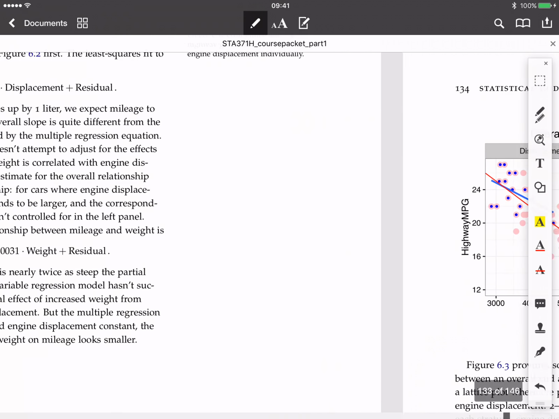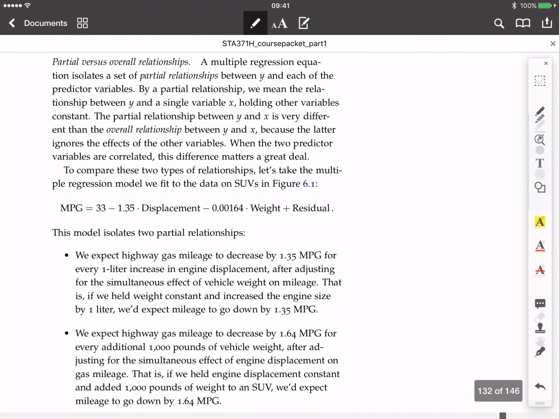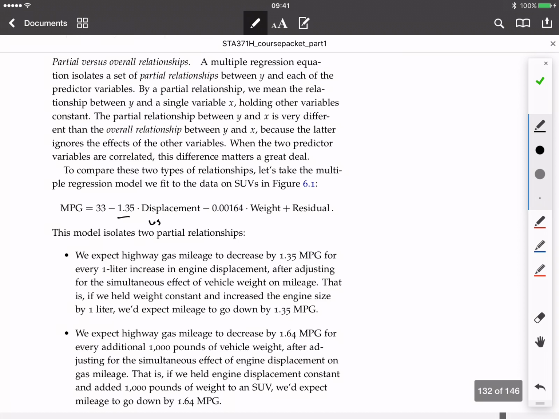Okay, and if we go back to the fitted relationship here for the multiple regression model, what's the partial slope on displacement here? It's minus 1.35, and this is versus, if we go back to the plot over here, the overall relationship was minus 2.5 right there. Okay, so let's contrast those, minus 1.35 versus minus 2.5.